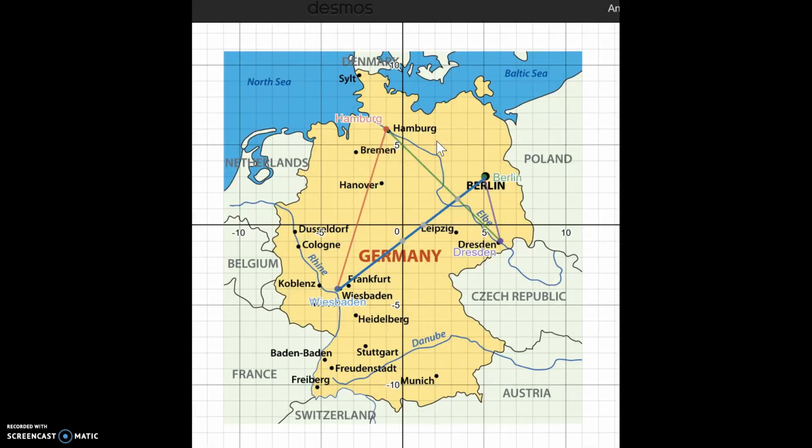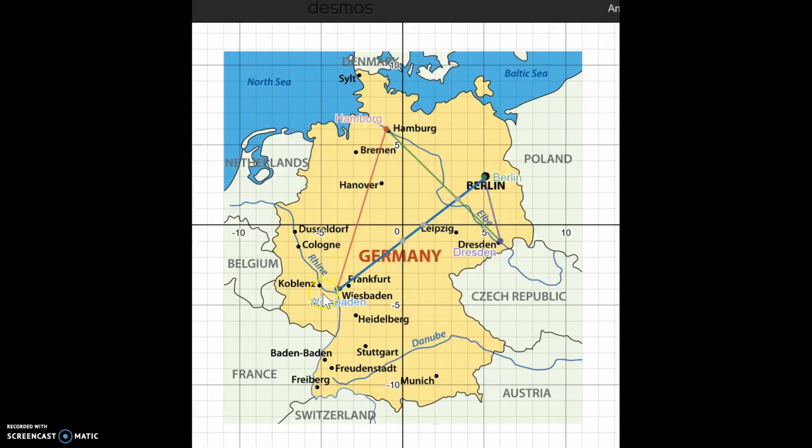Now, finally, we're going to reach our final destination, Berlin. So, once again, we're going to count our x-axis, 1. Now we're going to count our y, 1, 2, 3, 4. So from this, we moved 1 unit to the left, and then 4 units up.